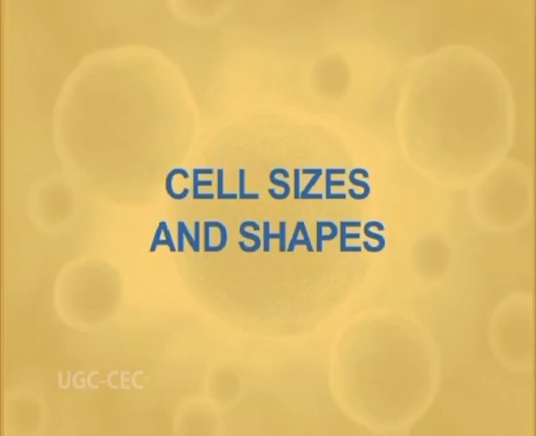Let us now see cell sizes and shapes. Cells differ remarkably in size, shape, and function. Cells come in many different sizes. Some cells, like eggs of birds, are visible to the naked eye. However, most cells are microscopic and cannot be seen by the naked eye and can be observed only with the help of microscopes. The size of the cell is generally measured in micrometers in diameter.